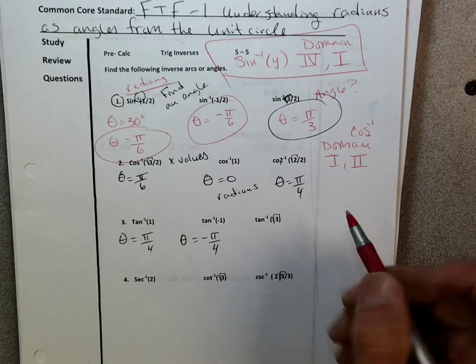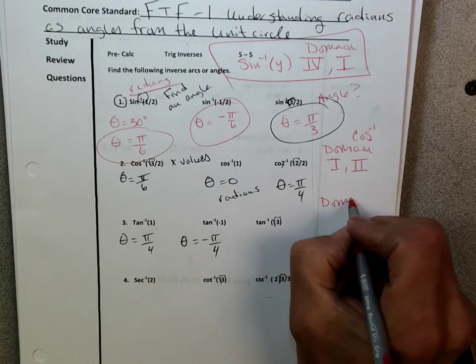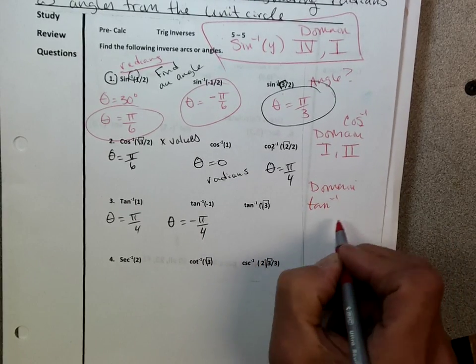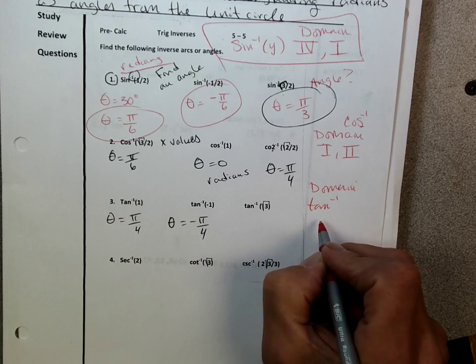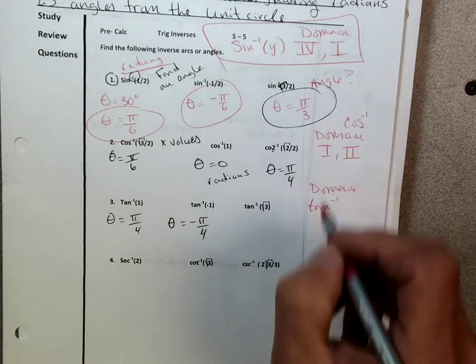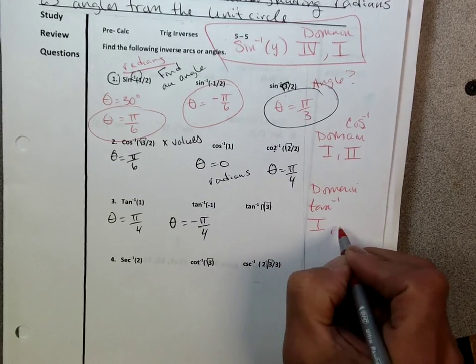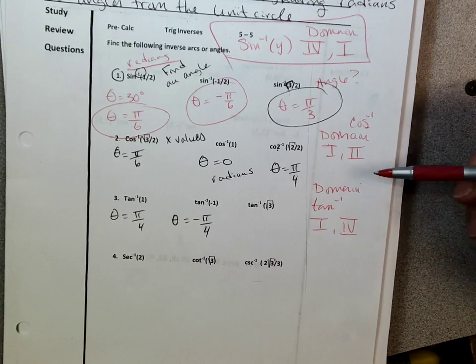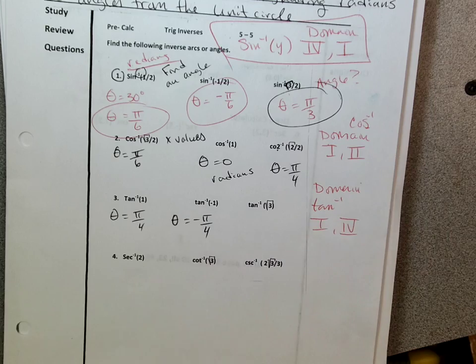So the domain of tangent inverse is found, again, in quadrants 1 and 4, just like sine. When you go into quadrant 4, you're going to get negative angles. I'll say it again. In fact, I'll write it down.